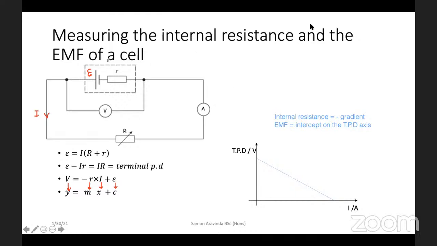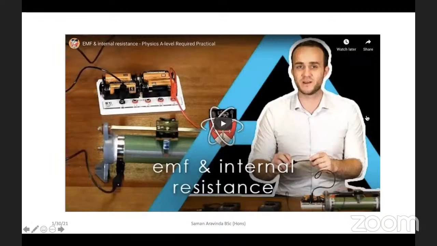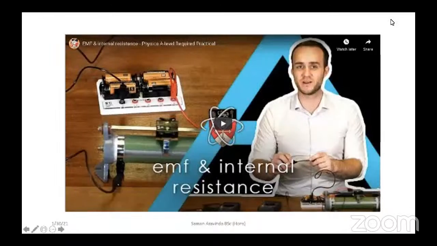Right, done? Did you write that the internal resistance is the negative gradient, and the EMF is the intercept on the PD axis or y-axis? Okay. Right, now let's look at this experiment. So watch it.